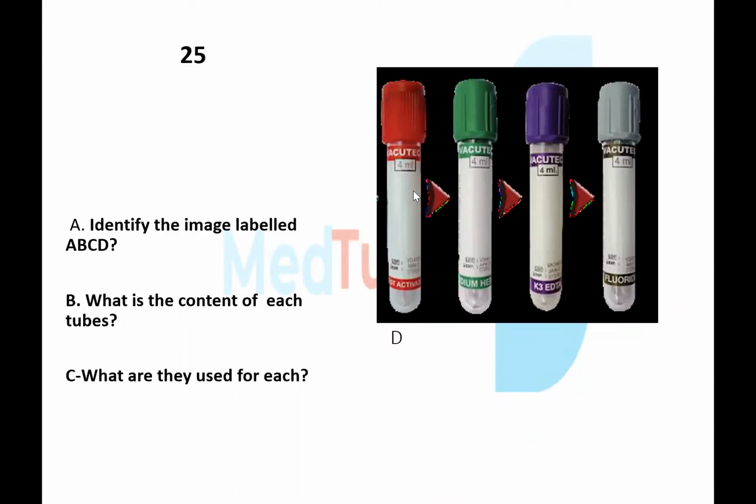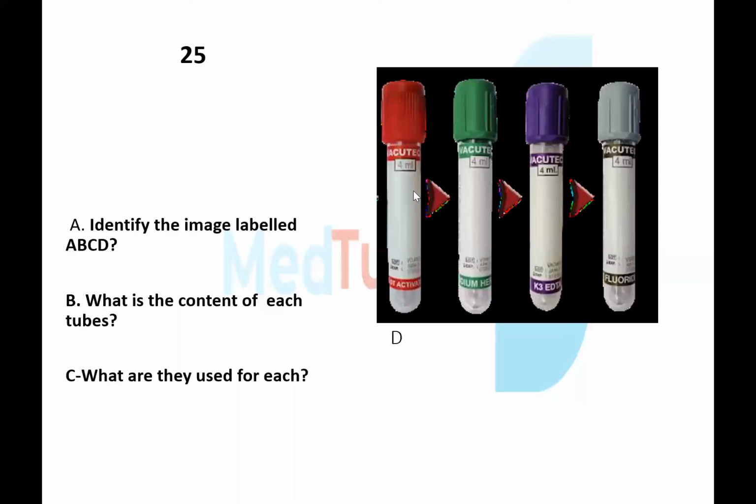So now, bottle A. If you look at the bottle carefully, you see that the name is already written on it. Just look at the bottom of the bottle and you see the name. So A is the plain bottle, and what do we use it for? Blood grouping and cross-matching. Exactly.